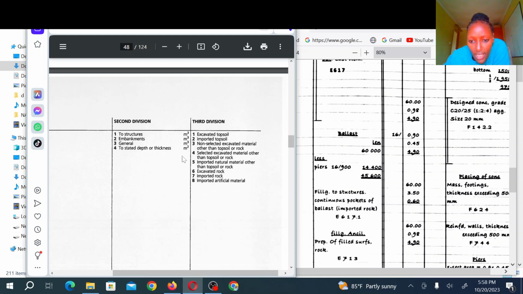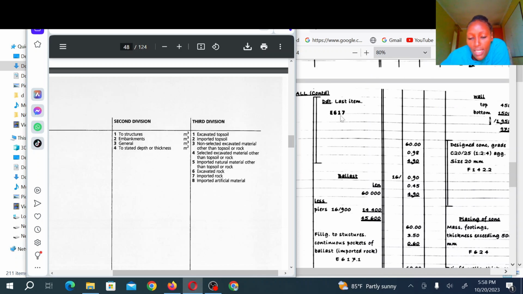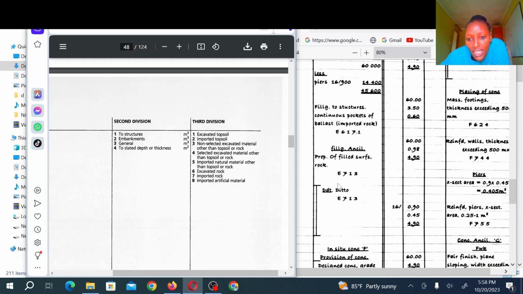Then we shall fill using ballast. Ballast is usually imported rock. Okay, so it shall be E617. But because we had another 7, actually this 7 should be E617.1. This one should be E617.2, just as we said in the rules for using CESMM.